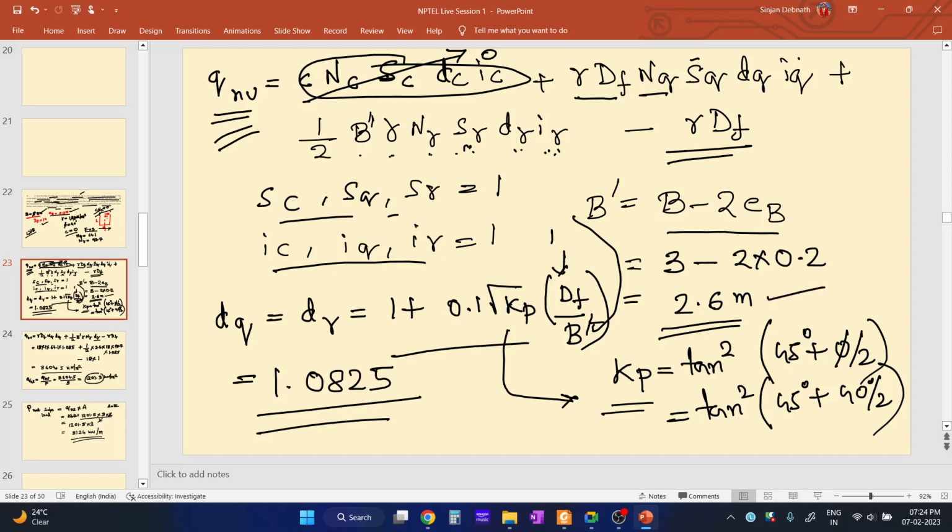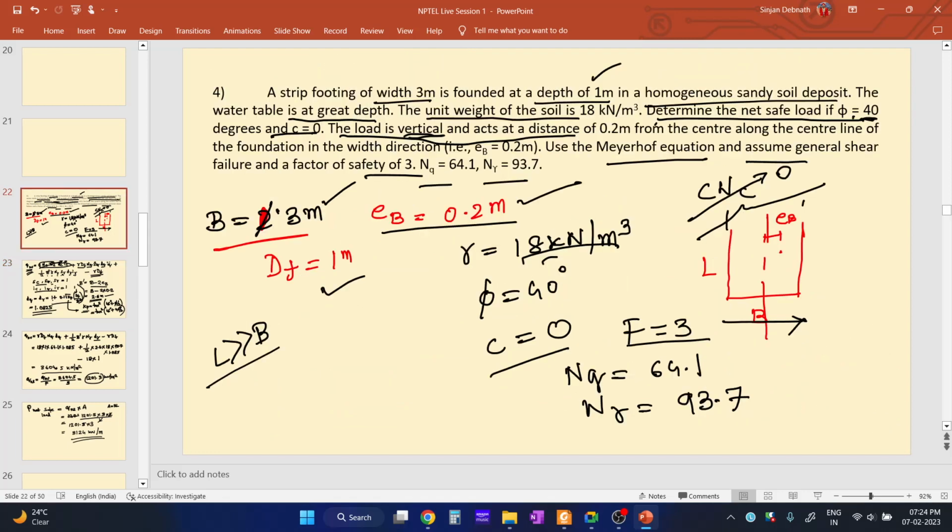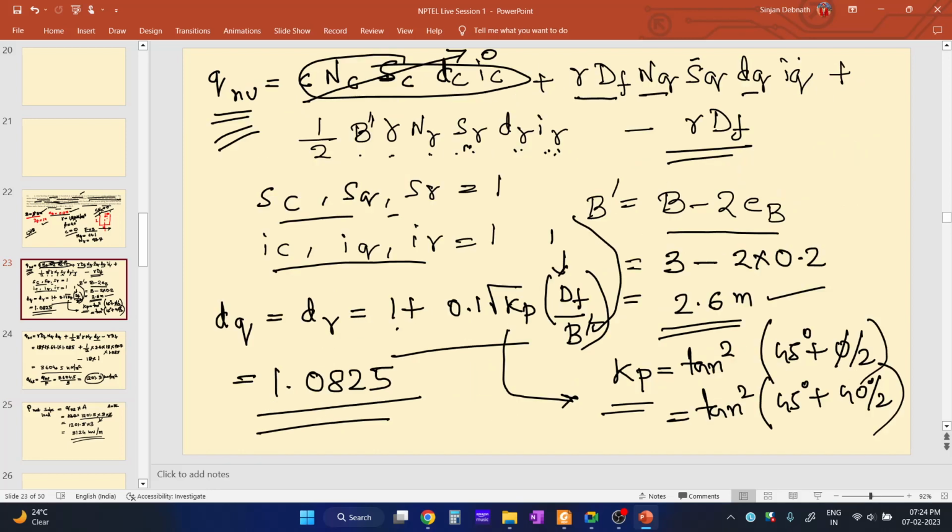But we need to determine the depth factors, that is dq and d gamma, for solving the equation for qnu. The formula is the same for dq and d gamma. It is 1 plus 0.1 root over of Kp into Df by B. So what is Kp? Kp, as I have told earlier, is the coefficient of passive resistance. So Kp is equal to tan square of 45 plus phi by 2. We know the value of phi. It is 40 degrees. It is mentioned over here.